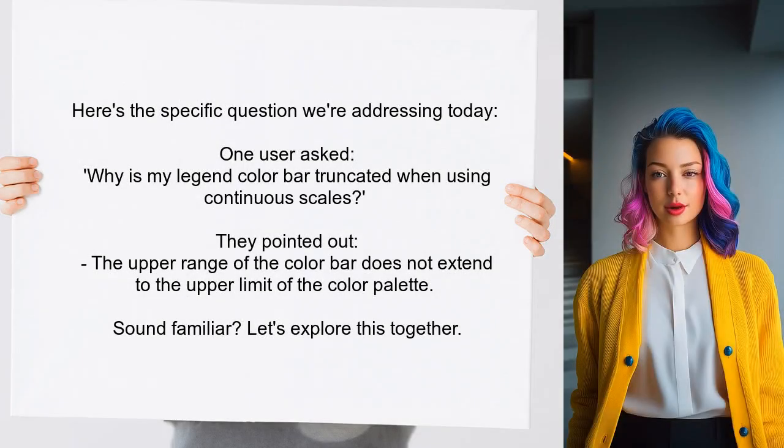Here's the specific question we're addressing today. One user asked, "Why is my legend color bar truncated when using continuous scales?" They pointed out that the upper range of the color bar does not extend to the upper limit of the color palette. Sound familiar? Let's explore this together.